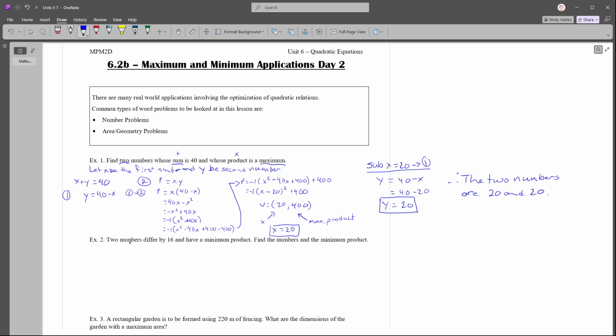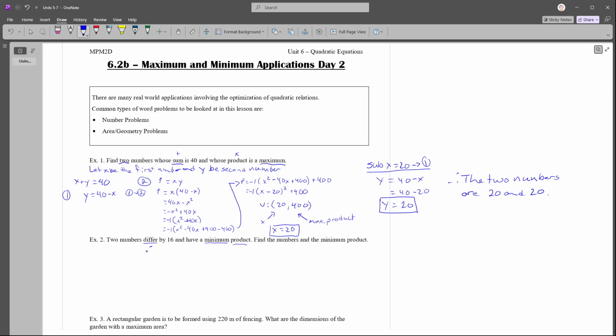Find two numbers. Okay. They differ. Oh, differ. Differ means difference, which means subtraction. They differ by 16. So the difference of the two numbers is 16. And they have a minimum product. Okay. Find the numbers and the minimum product. Well, that's basically the exact same work we did in the last question. We found all three of those values in the last question. So let's do our work.